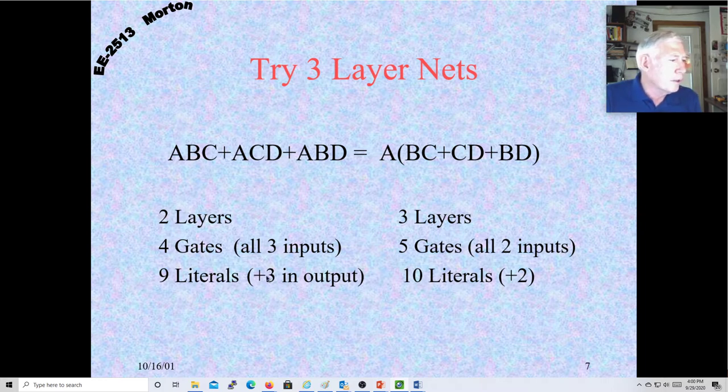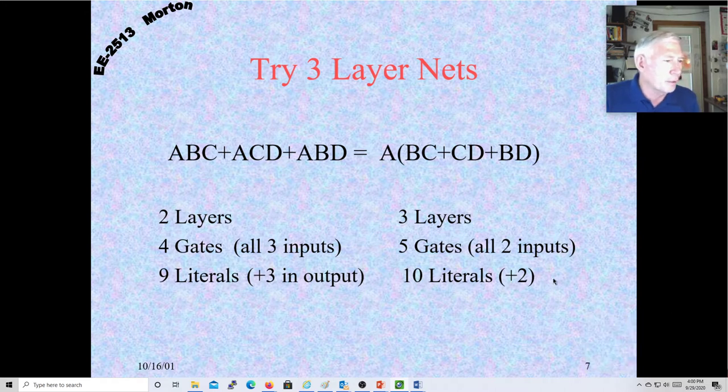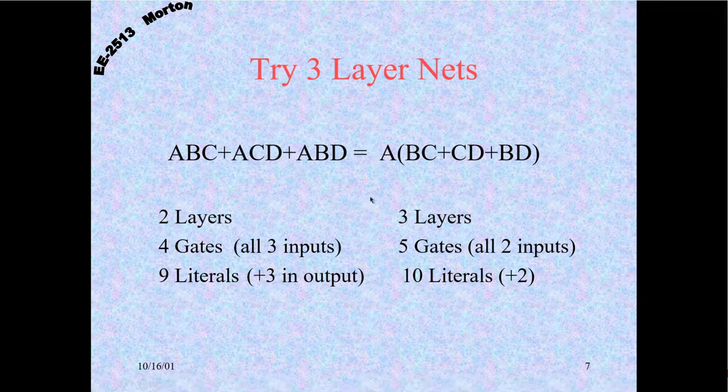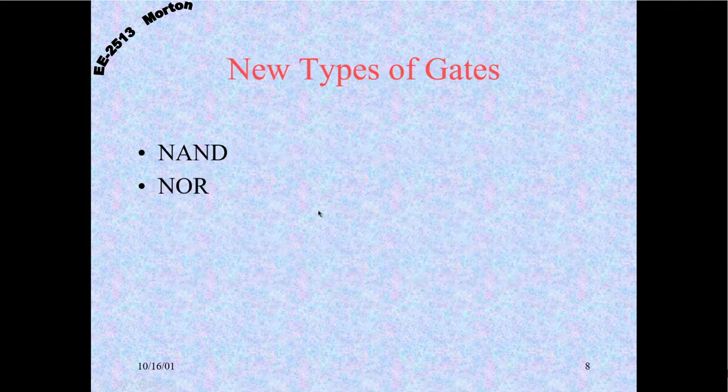So if your interest was decreasing inputs, then this would be an advantage. Here we have nine literals with three in the output. And here we have 10 literals with just two in the output. So there are pros and cons. But in any event, sometimes, so this may not be the best example, but there are places where we might see a much better example. What I'm trying to say is that we partially factored this, and that does increase our layers. It actually increases our gates too, but it does decrease the number of inputs dramatically. I probably need a better example for that.